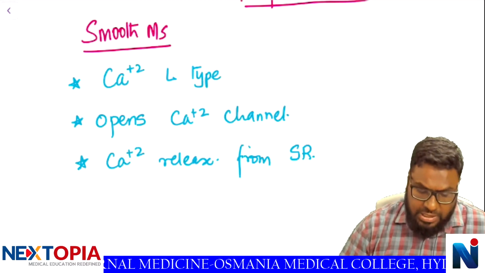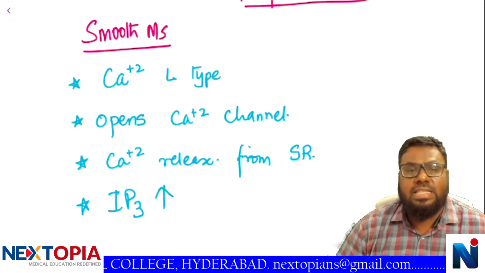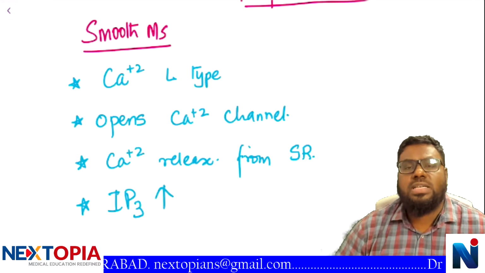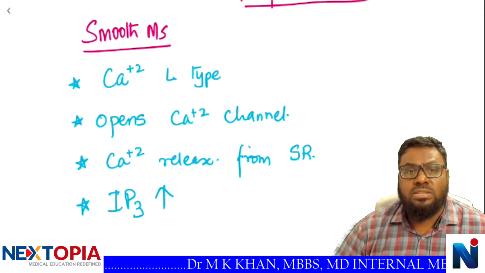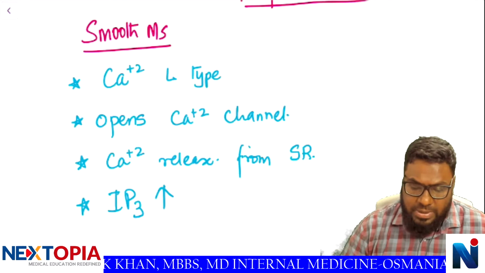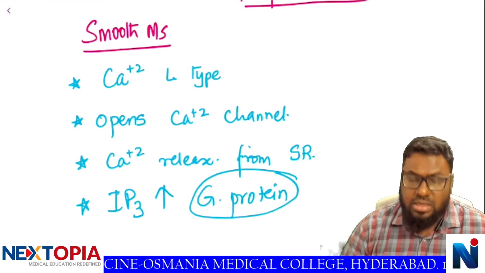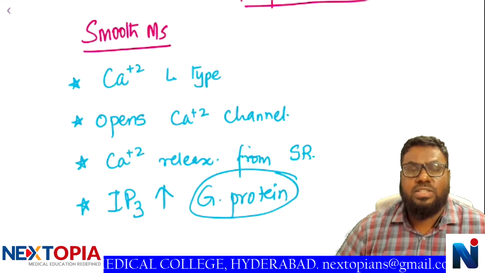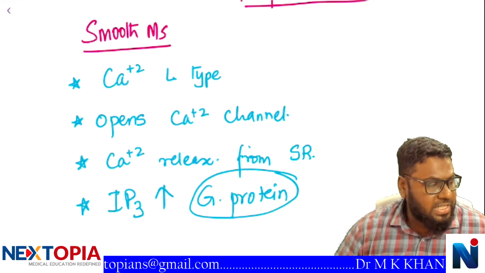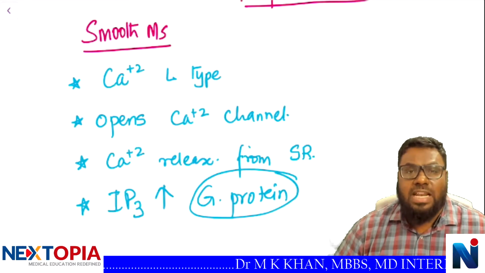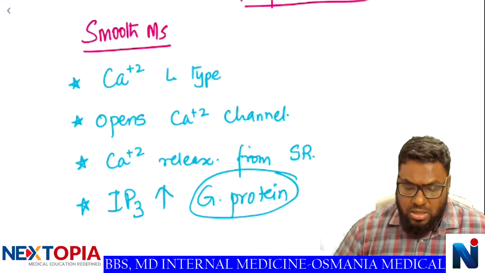There is one more pathway by increasing the inositol triphosphate, IP3. Whenever there is an increase in IP3, this also causes calcium efflux from the sarcoplasmic reticulum. IP3 is increased whenever there is a G protein coupled reaction. G protein is a second messenger system which we already discussed in endocrinology, and that was responsible for release of calcium from the sarcoplasmic reticulum to cause muscle contraction.